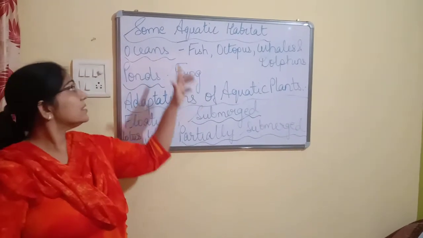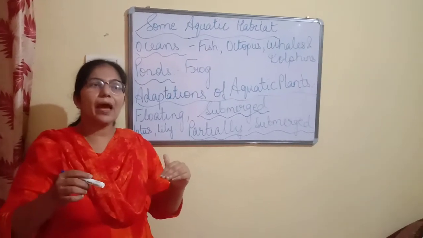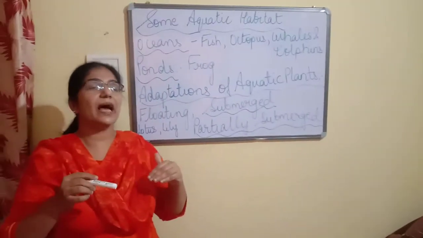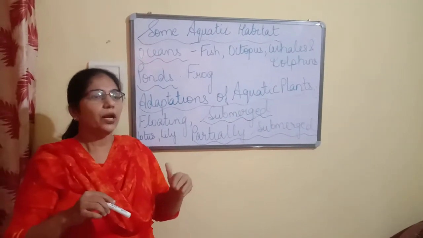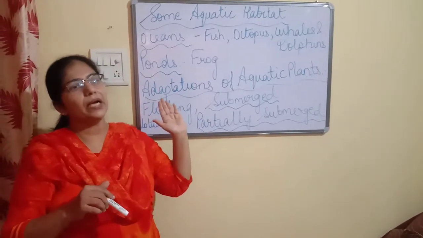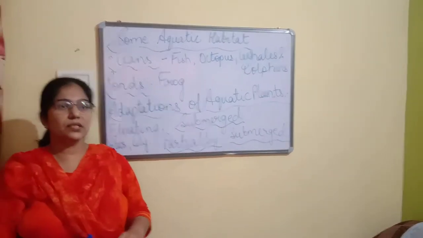Children, today we will be studying some aquatic habitat. That means, aquatic habitat means the plants and animals or the living organisms that live in water. Now, water can be oceans, that is sea water, or it can be fresh water. So, firstly we will discuss sea water.